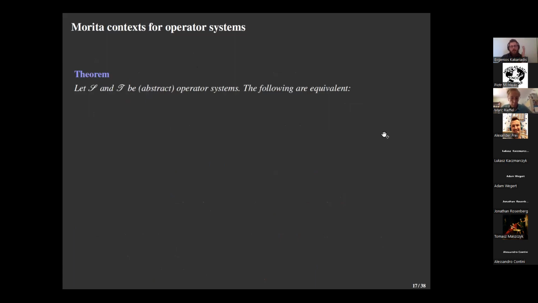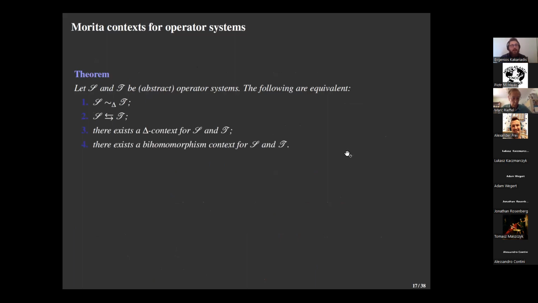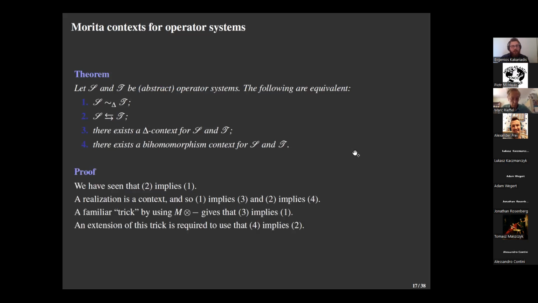Right. So the connection between all these items is that delta equivalence is the same as bihomomorphism equivalence, which is the same as having the existence of delta context, which requires a lot of things, and the existence of bihomomorphism context, which requires fewer things. And we have already seen why 1 and 2 are the same. And I also commented how a realization of the delta equivalence gives you a delta context by multiplication, and the same thing for 2 implies 4.